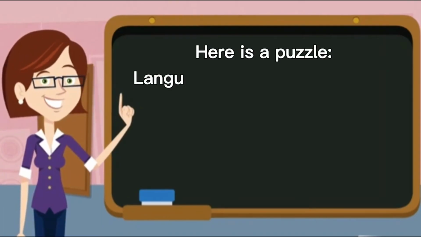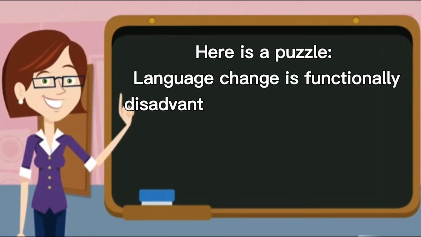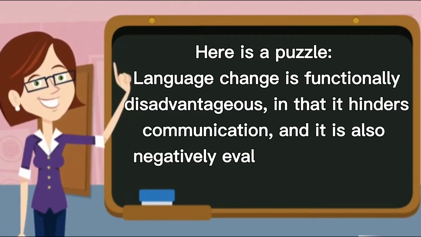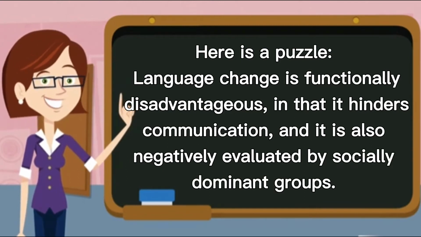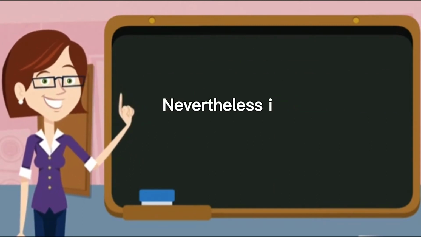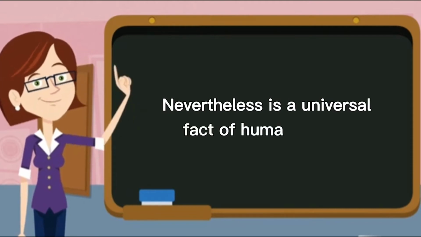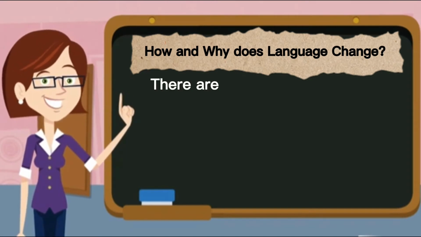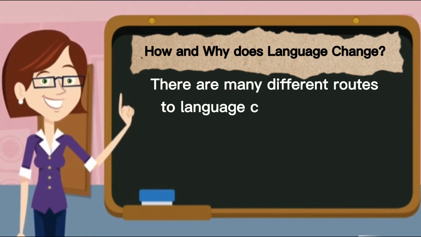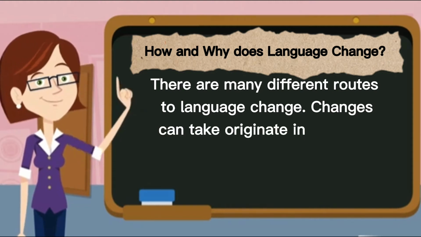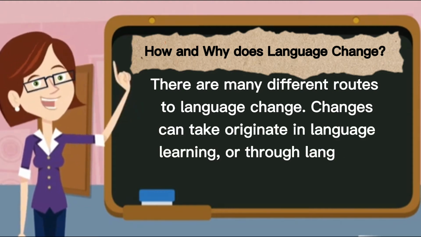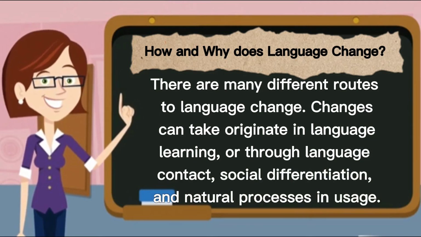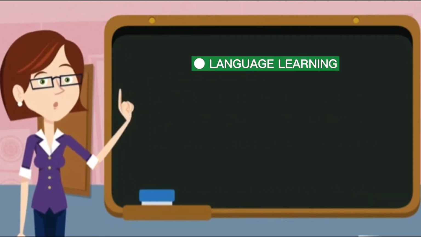So here is a puzzle. Language change is functionally disadvantageous in that it hinders communication, and it is also negatively evaluated by socially dominant groups. Nevertheless, it is a universal fact of human history. But how and why does language change? There are many different routes to language change. Changes can originate in language learning, language contact, social differentiation, and natural processes in usage.